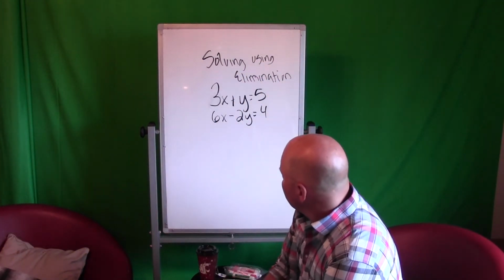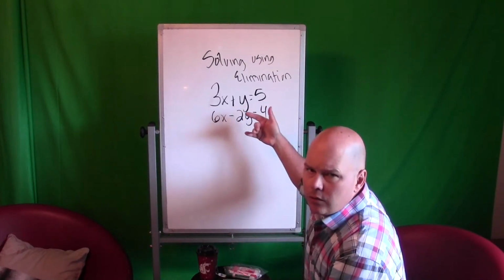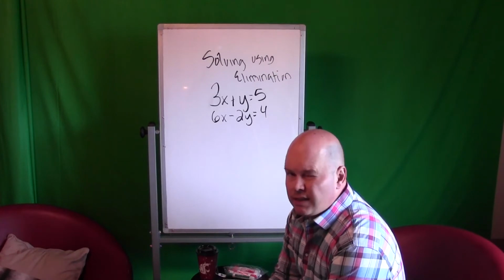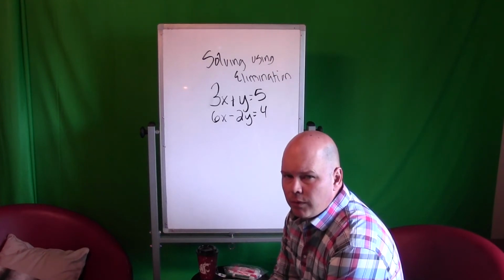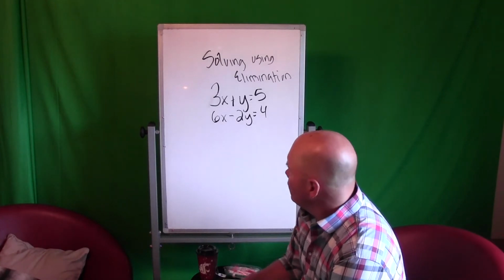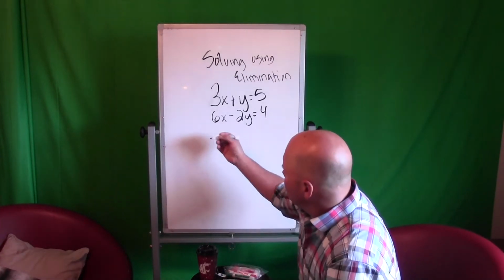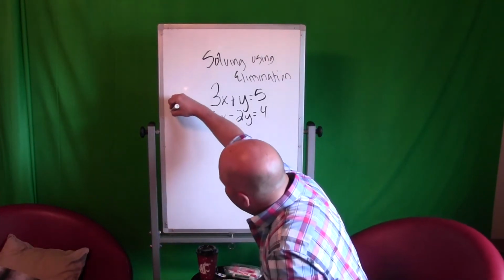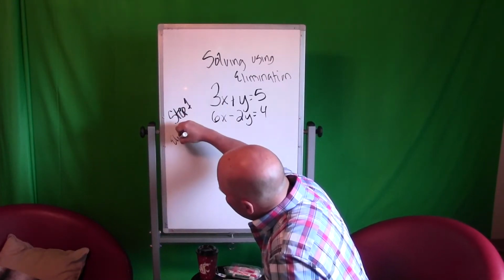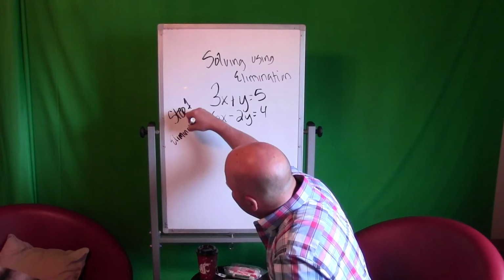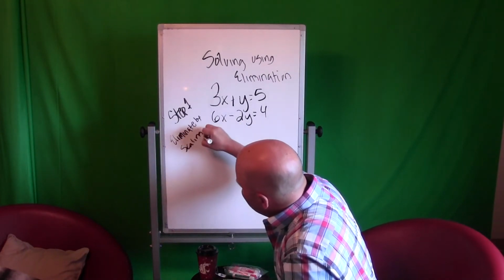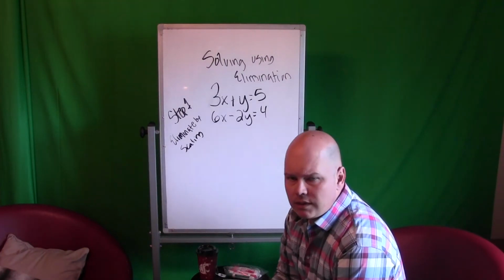The elimination method is when both are in standard form. That's the easiest one to use. And all I'm going to try to do is eliminate one of my variables. Now, it sounds way more complicated than it is, but we're going to have to follow basically a 3-step process. And the first step, step 1, is called eliminate by scaling. At least that's what I call it, elimination by scaling.